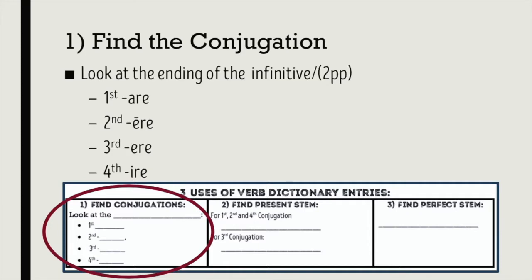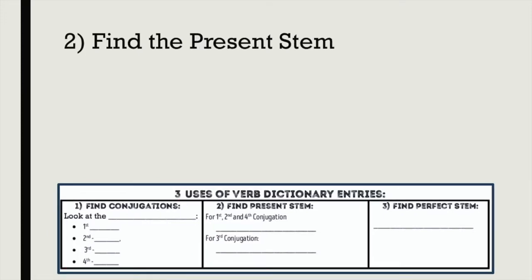Again, you're going to look at the ending of the infinitive. So if the ending of the infinitive is an ARE, it's first. If it's a long ERE, it is second. If it is a short ERE or an E with no long mark, it's third. If it's an IRE, it's fourth. Okay, next use is to find the present stem.